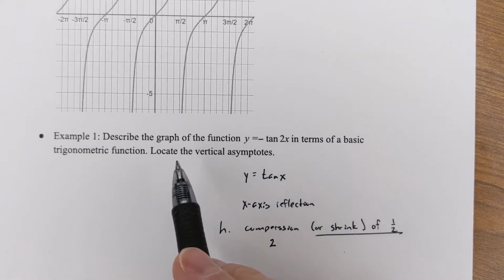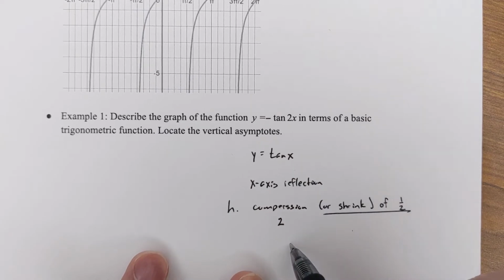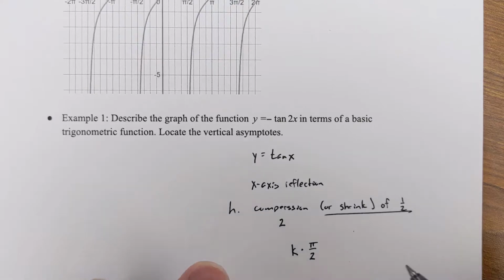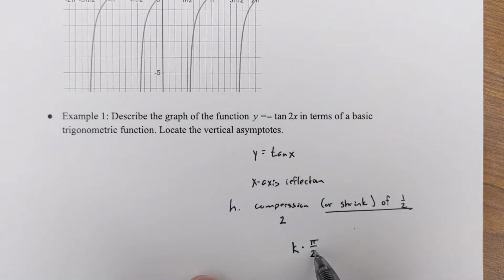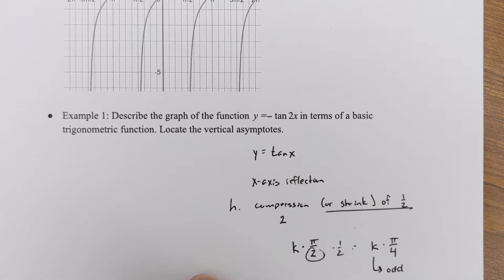So the second part here, locate the vertical asymptotes. Well, normally there are vertical asymptotes here, but since we've cut the graph in half, we have to multiply this by 1/2. So there's going to be a vertical asymptote at every odd multiple of pi over 4 instead.